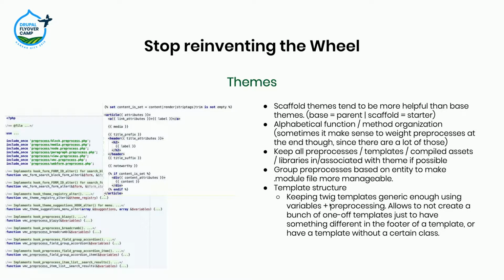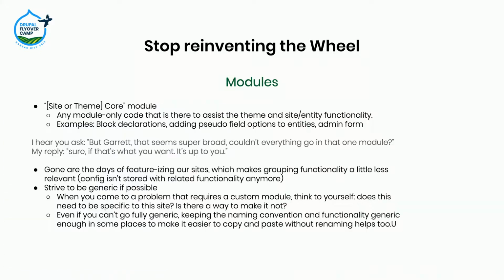And by doing it that way, our templates are using very basic structure. So, article with attributes, a link with link attributes, just a media object, a title or label, noteworthy, which is just a placeholder where you can replace that with really anything in the preprocess. It's just structure.